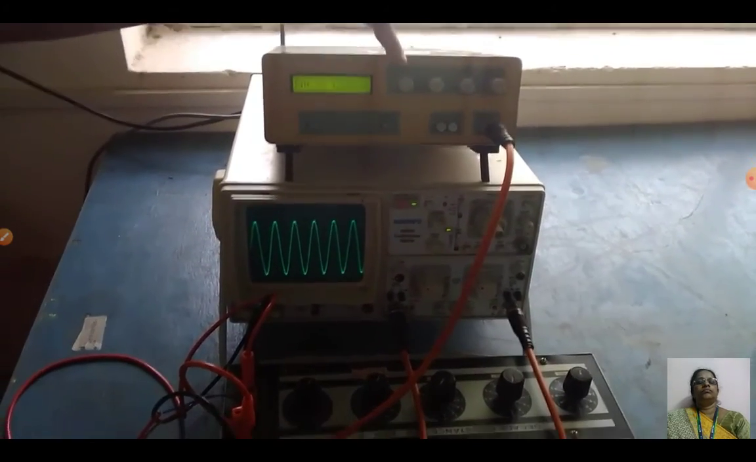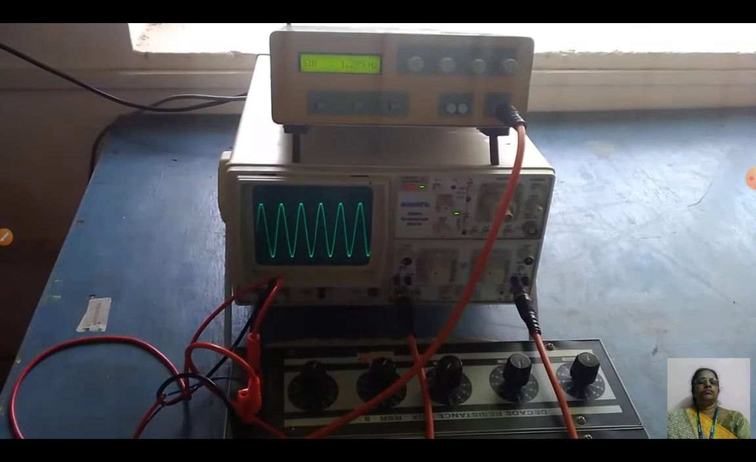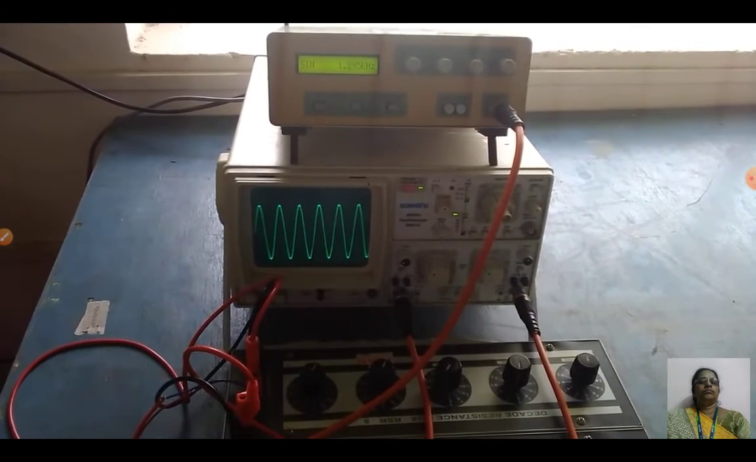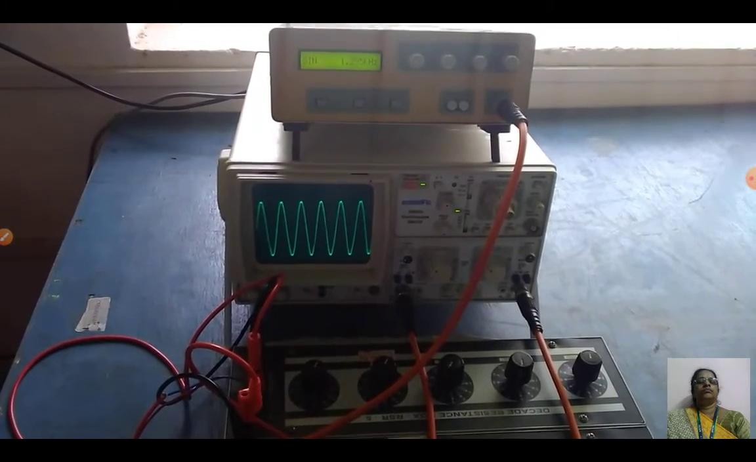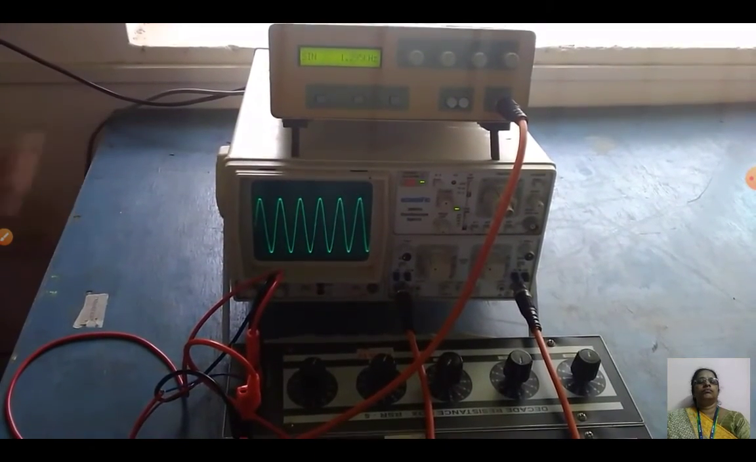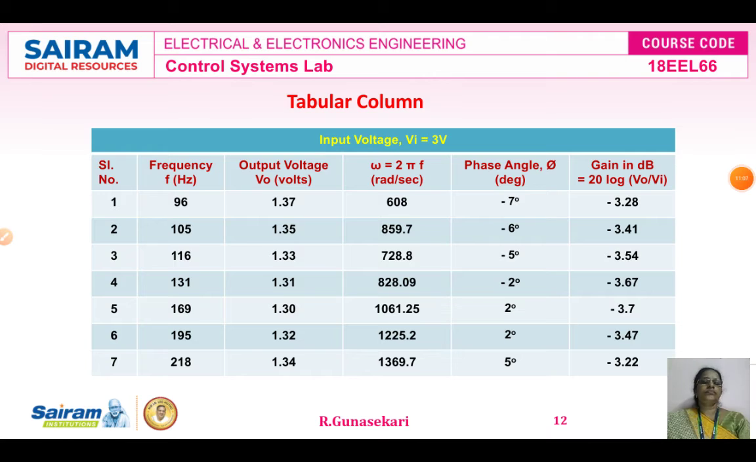You can vary the frequency and then note down the corresponding voltage. In the tabular column, we have frequency, output voltage, gain, and the phase angle phi, which is calculated by using the formula. Dear students, I hope that from the video you clearly understand how to give the connections and how to conduct the lag lead compensating network experiment.